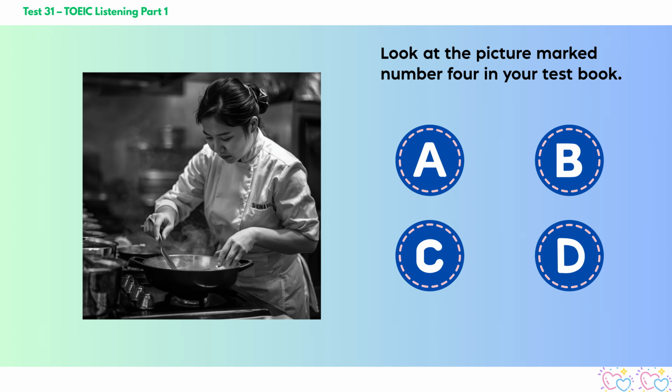Look at the picture marked number 4 in your textbook. A. The chef is washing vegetables. B. The chef is serving food to customers. C. The chef is cleaning the kitchen counter. D. The chef is checking the food on the stove.